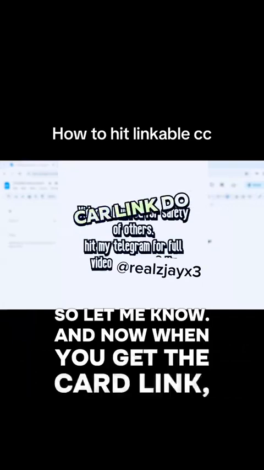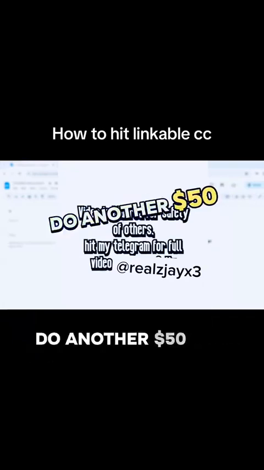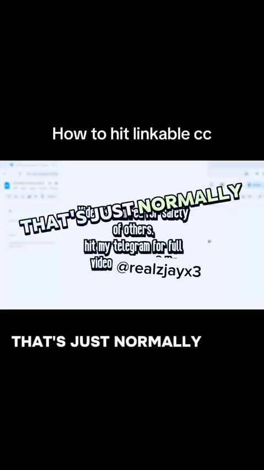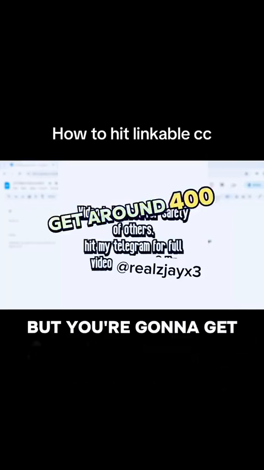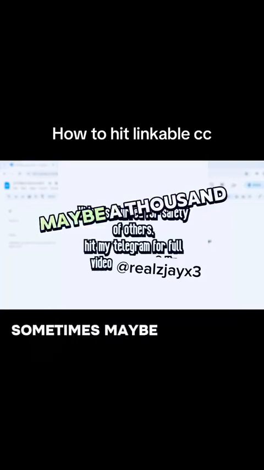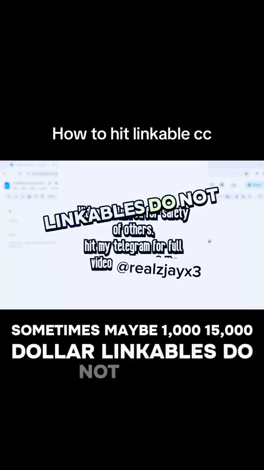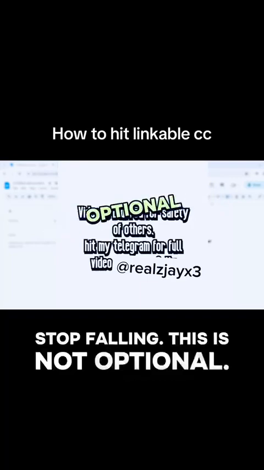Now, when you get the card linked, do $50, wait 10 seconds, do another $50, and then do $120. That's just normally what I do. That's my normal method. And no, you're not going to get $15,000, but you're going to get around 400, 600, 800, sometimes maybe 1,000. $15,000 linkables do not exist. Stop falling for that. This is not optional. You need to do this.